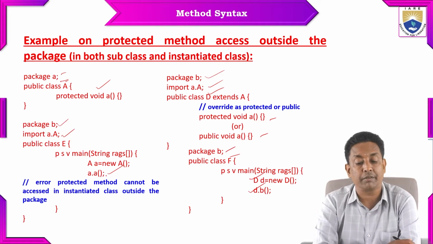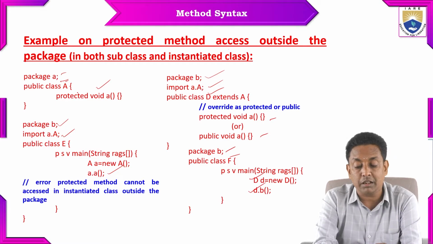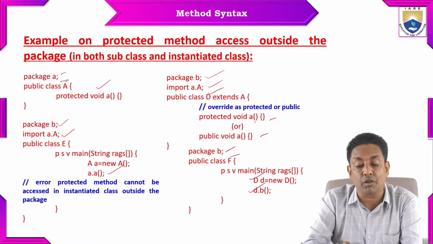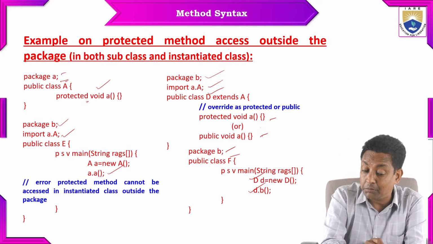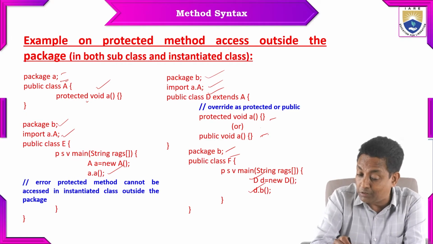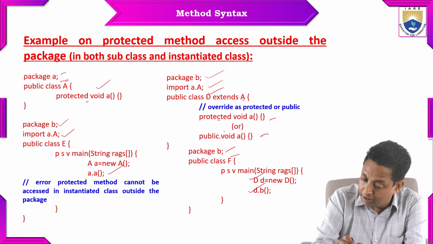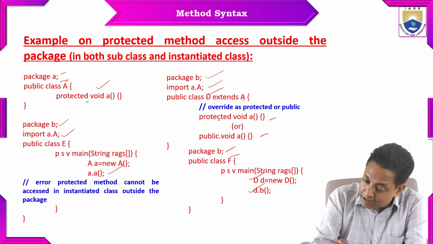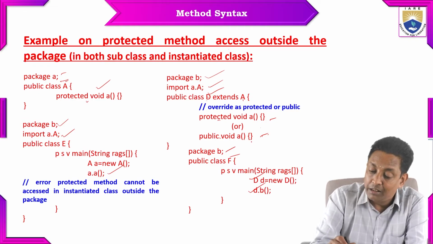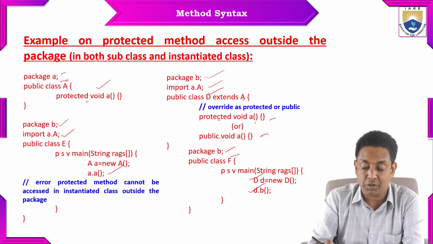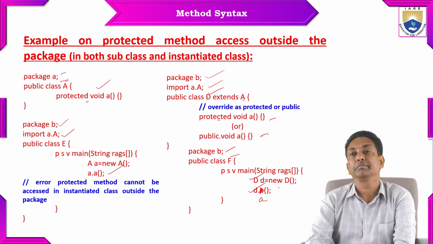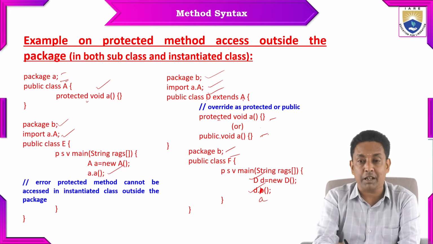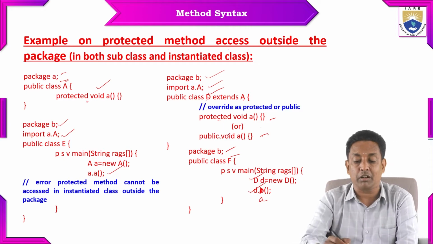But what happens if you try to do it like this? This protected method is overridden in a subclass outside the package. The protected method is overridden as protected or public, an object of the D class is created, and through D this method is called. Which method? I'm sorry, this is not B, this is A: D dot A. Through the subclass object, the D class object, the A method can be called. This method will be called.